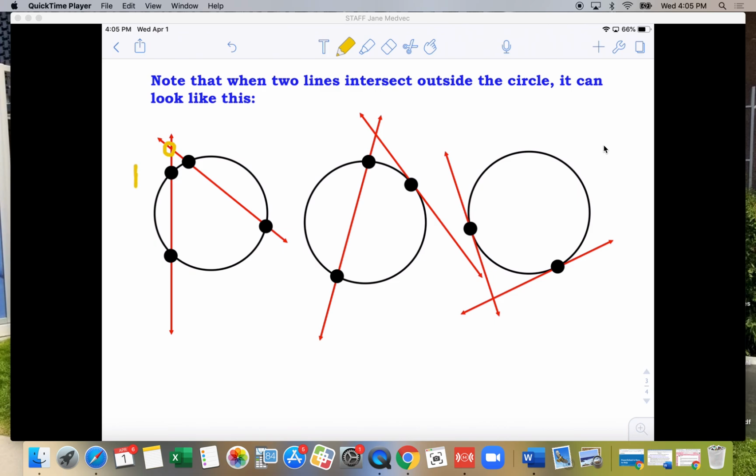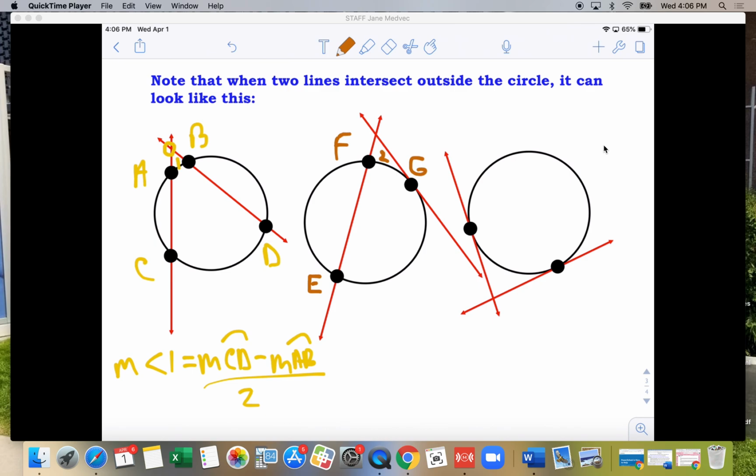And I'm going to call this A, this B, this C, and this D. The measure of angle, we'll call it 1, right in there, is going to be the measure of arc CD minus the measure of arc AB, and I'm going to divide it by 2. If I go to the next one, I'm going to call this angle 2. I'm going to call this F, G, and E.